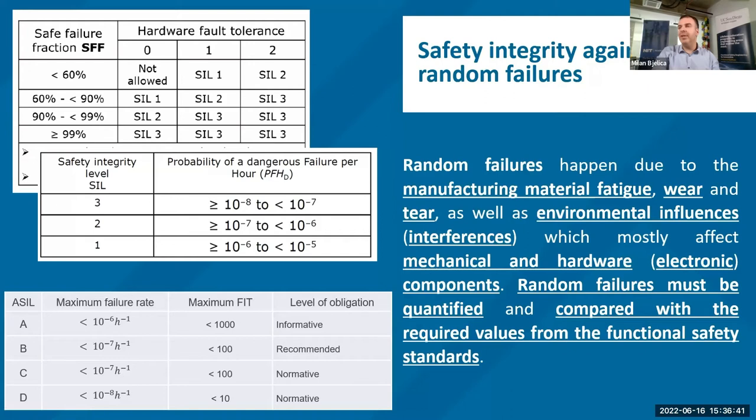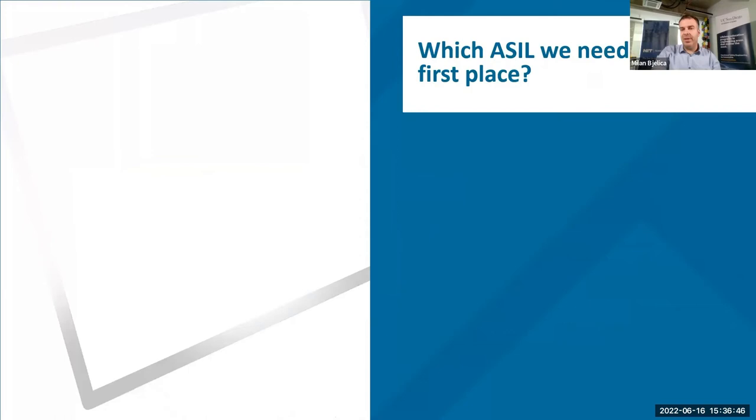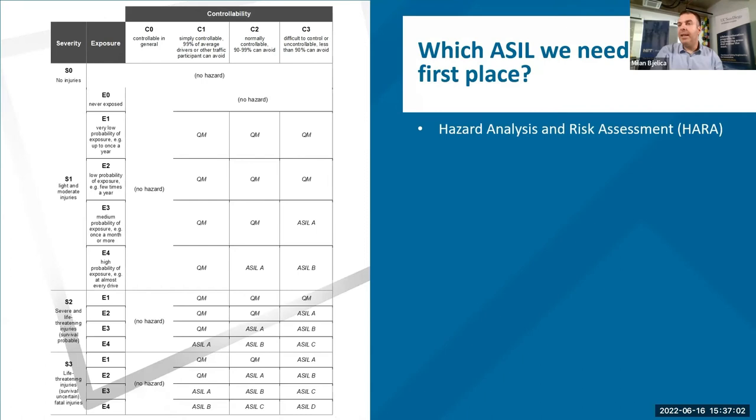But how do we know which ASIL we need in the first place? This is an interesting question to answer. There's a phase, also prescribed by safety standards, called hazard analysis and risk assessment. This is the title from ISO 26262, but it can be similar in other standards. And this is basically the table that the standard gives about quantifying the risk that a hazard exists.